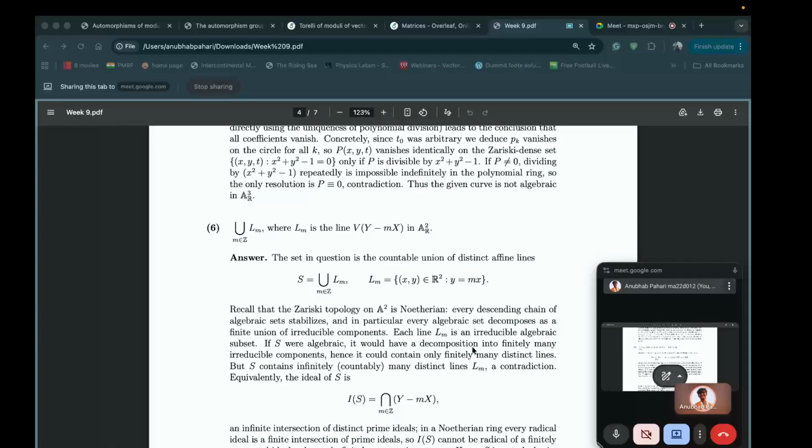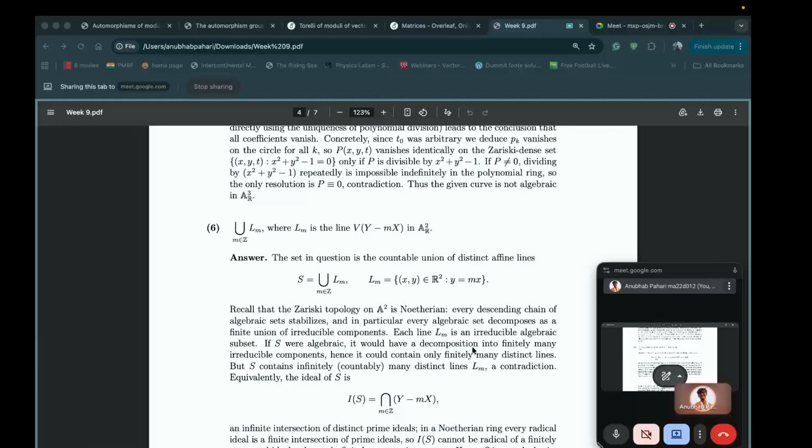If p is not equal to 0, dividing by x² + y² − 1 repeatedly is impossible indefinitely in the polynomial ring. So the only resolution is p = 0, which is a contradiction. Thus the given curve is not algebraic in A³(R).